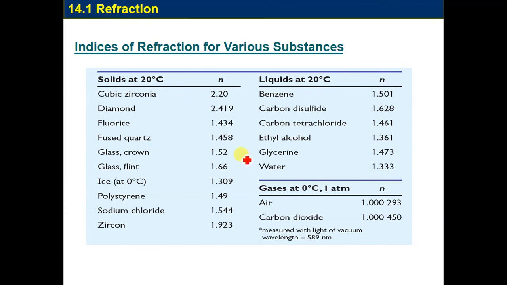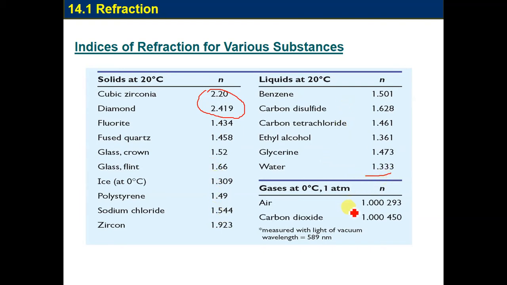It will bend away from the normal. Here we have some examples. You have it in the book. Like cubic zirconia, here it has N equals 2.2. Okay, diamonds 2.4. Okay, so here in these two substances, look, the light bends so much. Why? Because they are very dense materials. Okay, so that's why refraction inside them will be the highest. See, highest value of N, it means highest refraction. Okay, here refraction will be less.